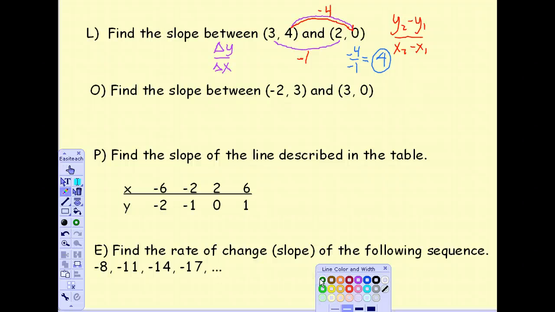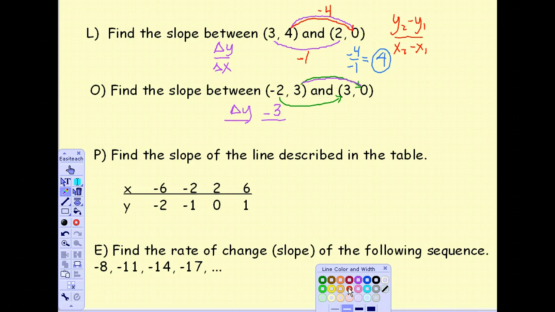If you want to get in the habit of writing those y's up on top, the x's downstairs, because they go down in the numerator. Okay, this time we have a negative value for one of the x's, so we still treat it just like we would a regular number line. So the change in y's, it goes from 3 down to 0, so it went down 3 for the y's.